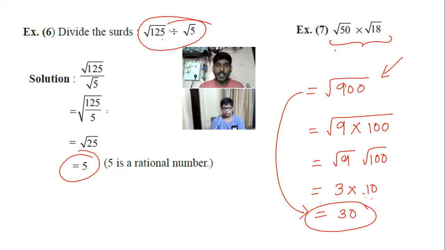But in case of addition or subtraction, when you add two surds, you will get a surd. When you are adding or subtracting two surds, that means two irrational numbers, your answer will also be irrational. But in case of multiplication or division, it can be both. It can be rational or it can be irrational. Is it clear?